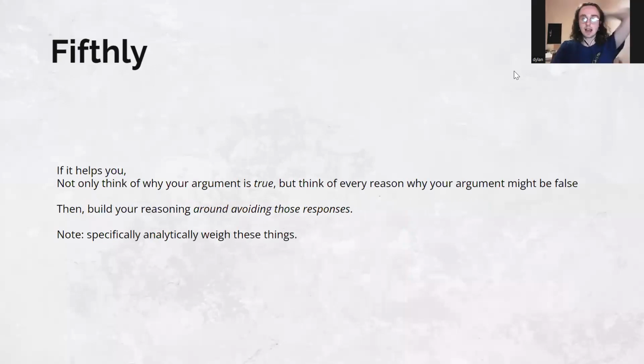Fifthly and finally, if it helps you, this could be useful. Don't just think of reasons why your argument is true, but reasons why your arguments could be false, and then target those things. If you think about it like a plane going into warfare, this is the famous example, you want to put a lot of armor where the bullets are hitting, right? You want to put a lot of defenses in your argument where they're going to be attacked. And I know that sounds basic and something that we all know, but remembering to actually do it is really important. So building your reasoning around those responses can be useful.